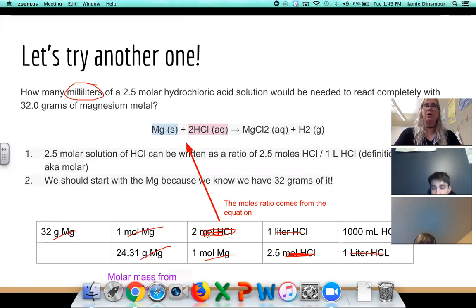So again, when you're multiplying on one of these long stoichiometry type equations, you just multiply all the things on the top and you divide by all the things on the bottom. You can do it in any order. Like I did top, bottom, top, bottom, top, bottom. You could do all the ones on the top, then all the ones on the bottom. It really doesn't matter. You're going to get the same number because it's the same math. So how much did you get if you do all that math? 32 divided by 24.3 times 2 divided by 2.5 times 1,000. What did you guys get?